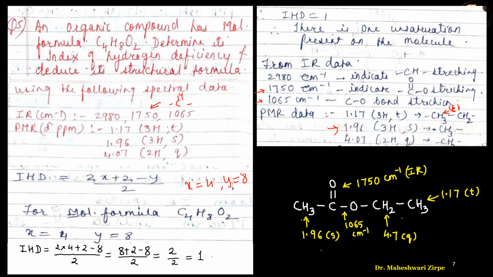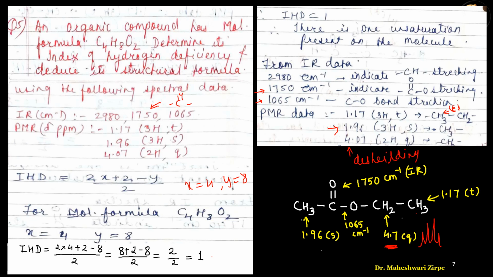Then we had one more clue. They have given 4.07, 2 hydrogen showing quartet. And that 4.07 is a de-shielded one. De-shielded means it must be attached with a group which is electron withdrawing. So this CH2 is directly attached with the oxygen. So it is showing a de-shielded signal and showing quartet means 4 peaks will be there, shown by the CH2. Then there is CH3 which is showing triplet. CH3 is attached to CH2, so it will show triplet.